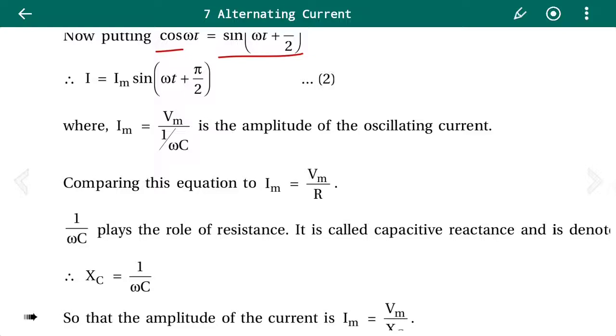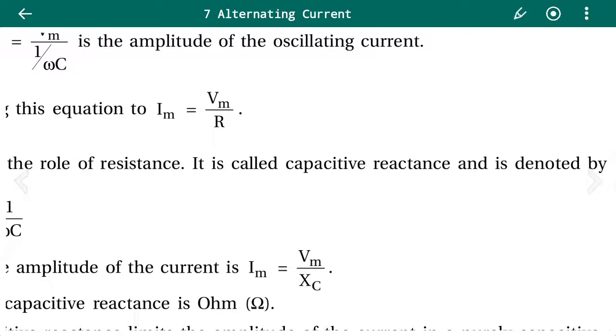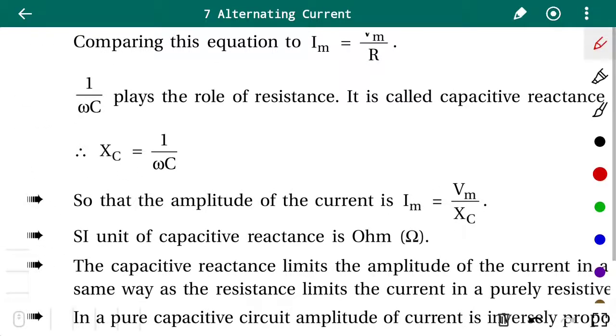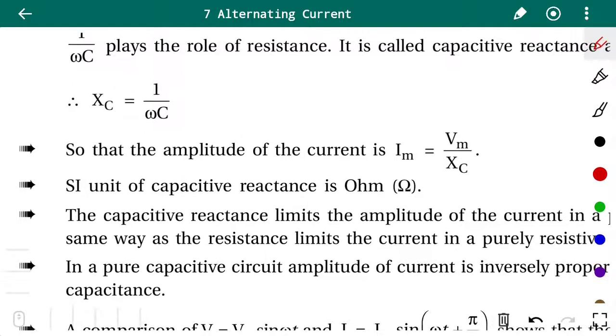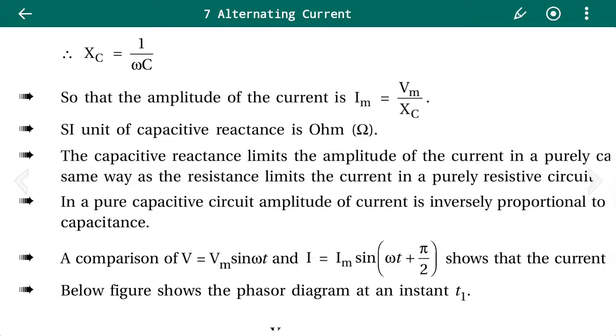Now comparing this with equation 2, Im equals Vm upon R, we can see that 1 upon omega c plays the role of resistance, as already said. It is called the capacitive reactance, and it is denoted by Xc. So we can write Xc equals 1 upon omega c, so that the amplitude of the current is Im equals Vm upon Xc. The unit of capacitive reactance is ohm.